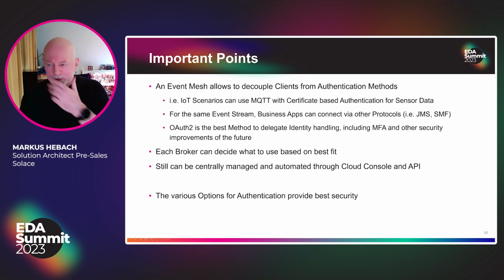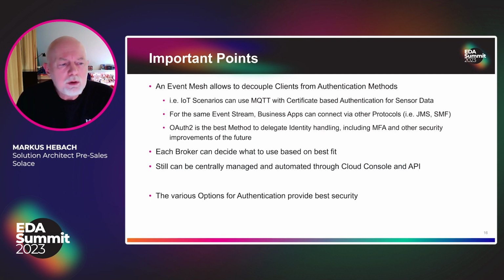So just the important points so far. In an event mesh, it allows you basically to decouple clients from authentication methods. So if you have an IoT scenario, you can use MQTT with certificate-based authentication for sensor data for publishing. And for the same event stream of the sensor data, business apps can connect via different protocols and different security measures. Yeah? So OAuth is one of the best methods, in my opinion, to delegate identity handling.